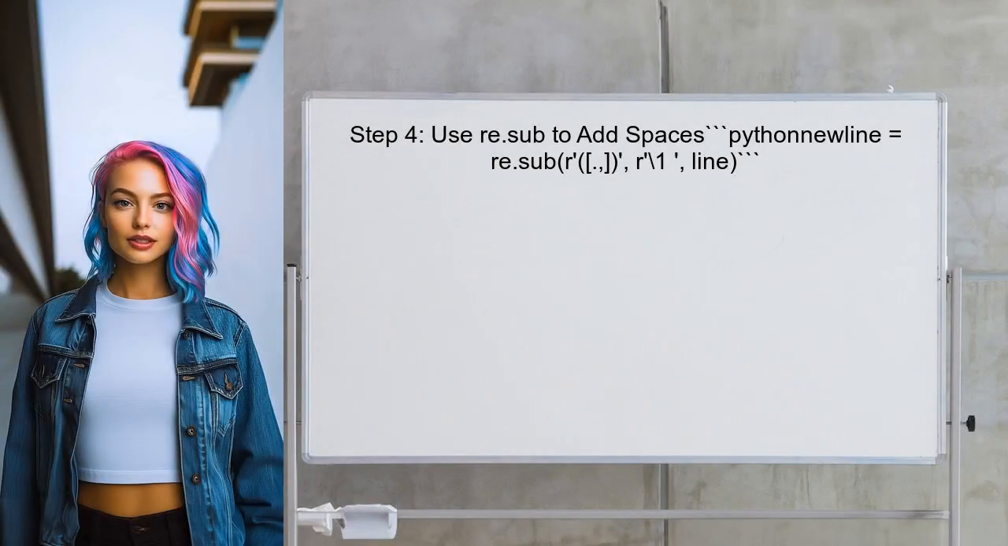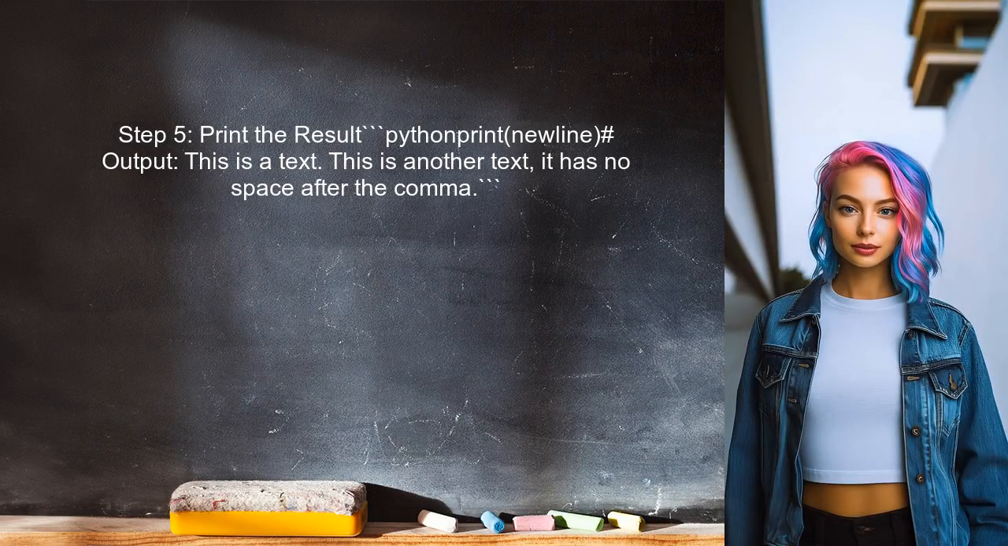After defining the pattern, the user should use the re.sub function to replace occurrences of the pattern with the same character followed by a space. This will effectively add the spaces where needed. Finally, the user can print the modified string to see the result. This will show the text with spaces added after the dots and commas.